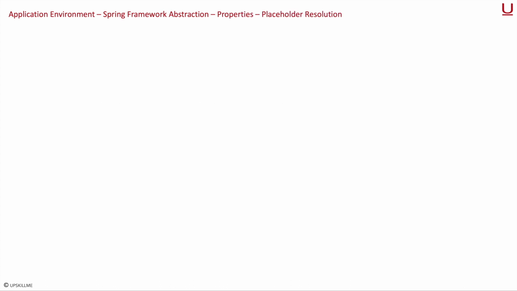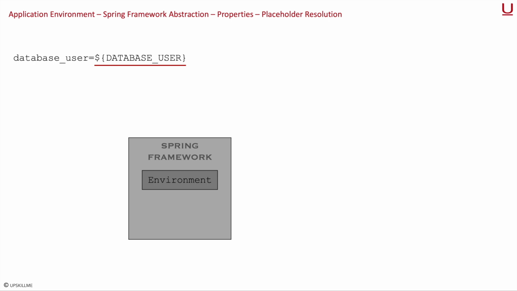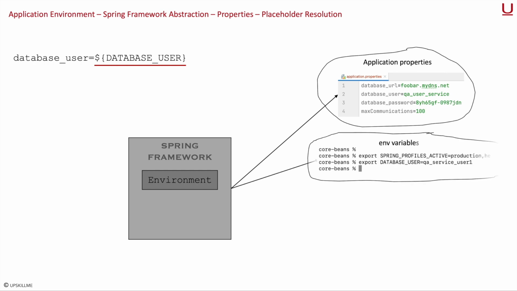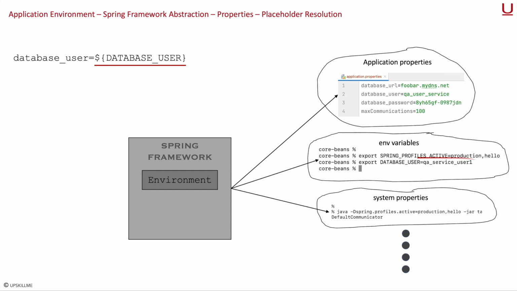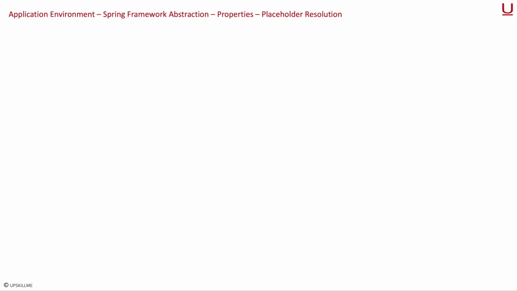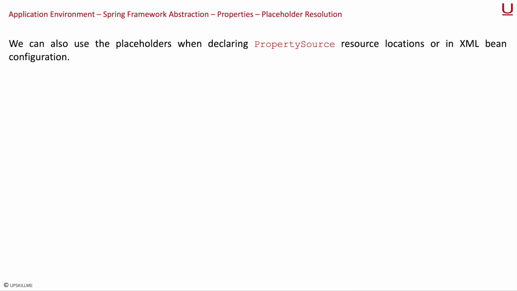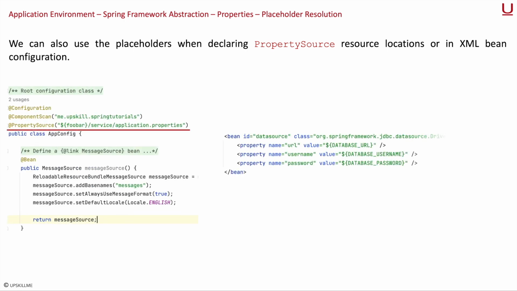While declaring the property values, we can also add placeholders as shown. The value of the placeholder will be resolved by Spring. Here, in this case, Spring will search for the database user property value within its existing configured property sources. If the property is present in any one of the configured property sources, its value will be used to replace the database user placeholder. If the value is not present, Spring will throw an exception as it will fail to resolve the placeholder value. We can also use placeholders when declaring property source resource locations or in XML bean configurations.